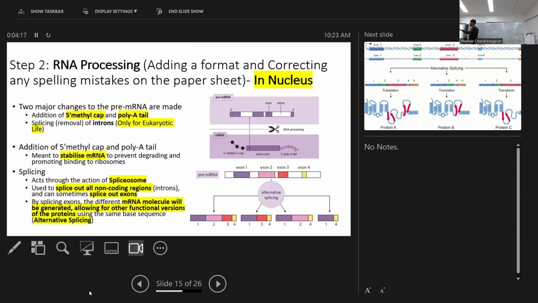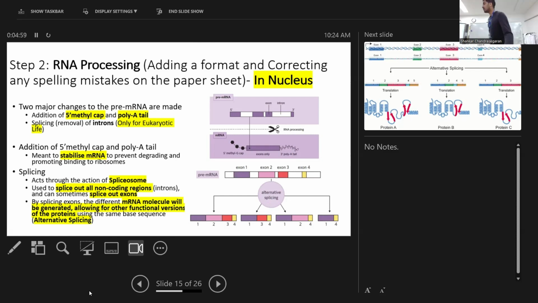So pre-mRNA will then be made into mRNA by undergoing two changes. One is the addition of the methyl G cap and the poly A tail. First thing you should know about the pre-mRNA is which direction it is made from. So it starts at the 5' and it's built up going towards the 3'. So the 5' is the front, 3' is the back. You can see here we have a pre-mRNA molecule. It has introns, it has exons, has no other molecules attached to it. So during RNA splice processing, a 5' methyl G cap and a poly A tail will be attached to it, and also the introns will be taken out.